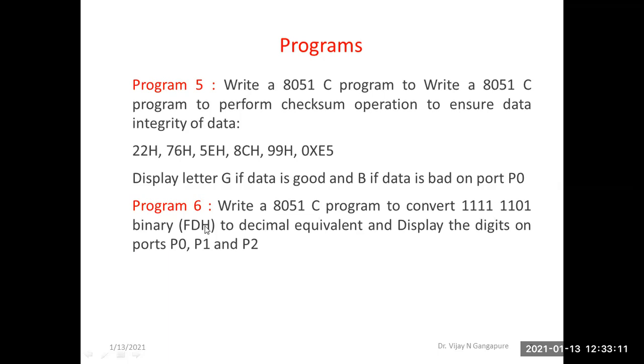And the last program: write an 8051 C program to convert binary data 11111101, or in hex FDH, to its decimal equivalent, and display the digits on port 0, port 1, and port 2.